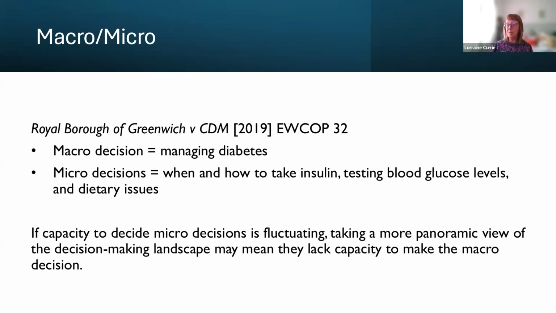And in this case, if I remember it rightly, the judge was looking at this: if the care staff had to test each one of these small decisions, then the person's condition would not be managed. So the judge approached it by looking at the macro decision in managing diabetes and concluded that the person, although they may have capacity at different times around some of these smaller decisions, overall, taking a macro view, couldn't manage their diabetes.